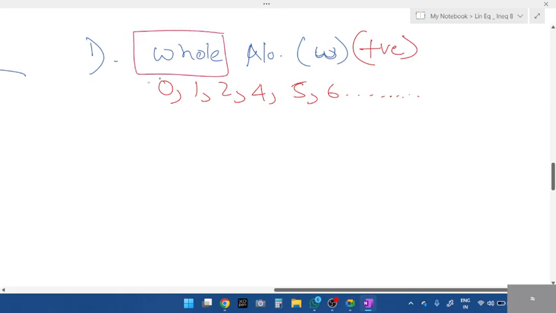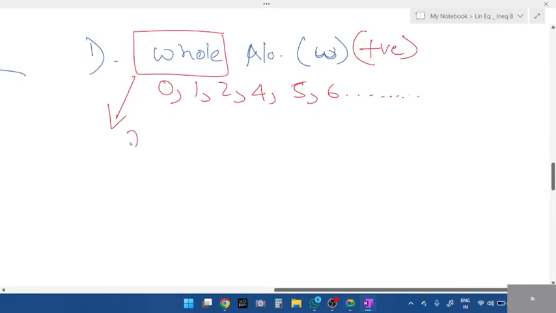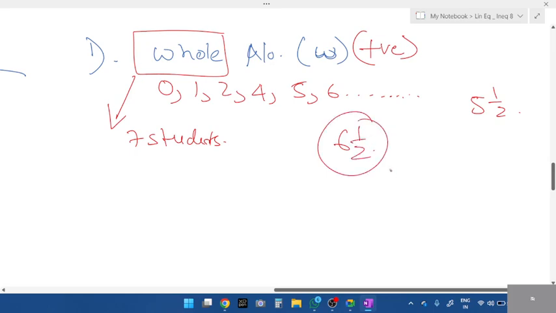Whole means complete. For example, how many students are there now? Around 7 students. This is a whole number, 7 students. It should be countable, students. It shouldn't be in fraction. Whole numbers will not be in fraction. You can't write 5 1 by 2. Can I say that there are 6.5 students? Is it correct?